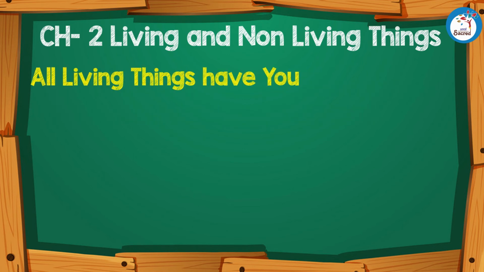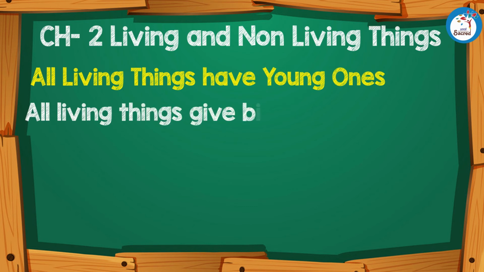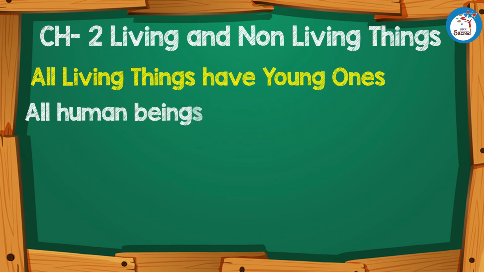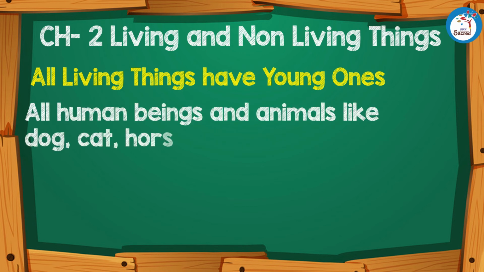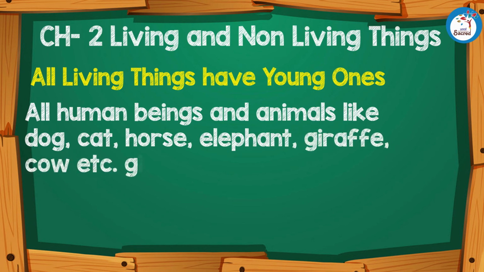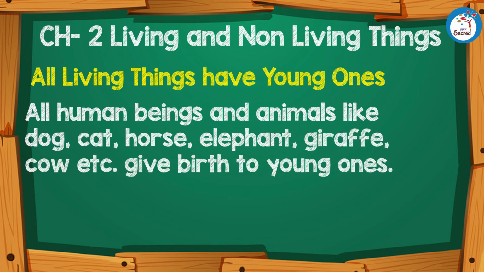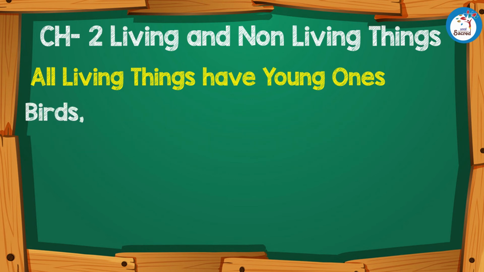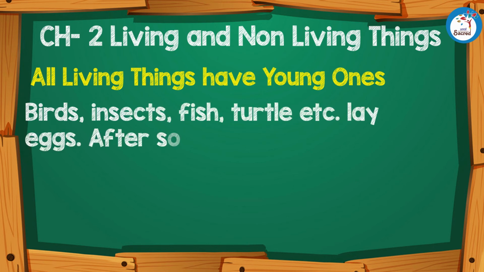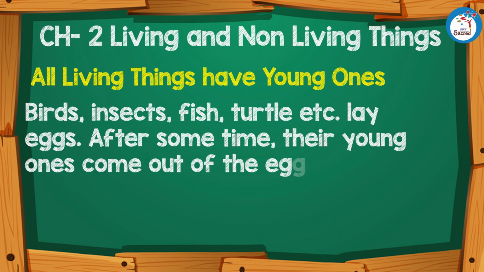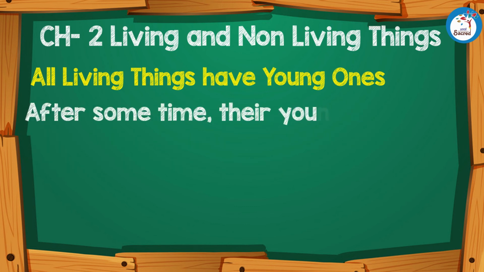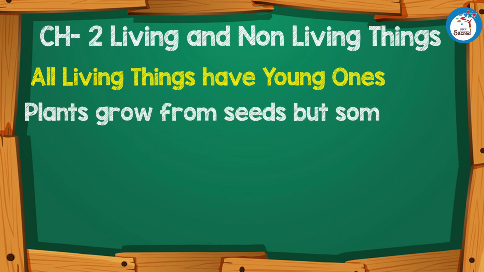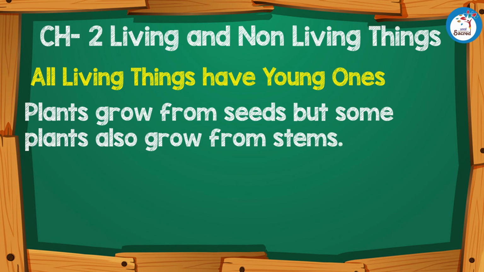All living things have young ones. All living things give birth to their young ones to maintain their race. All human beings and animals like dog, cat, horse, elephant, giraffe, cow, etc. give birth to young ones. Living things that give birth to young ones are called mammals. Birds, insects, fish, turtle, etc. lay eggs. After some time, their young ones come out of the eggs. Plants grow from seeds, but some plants also grow from stems.